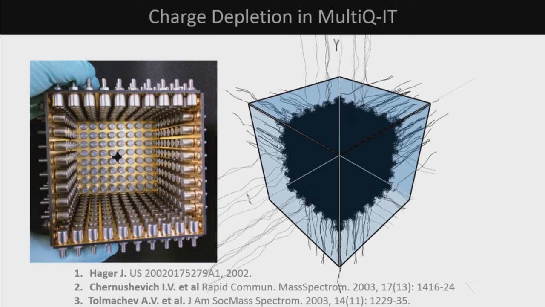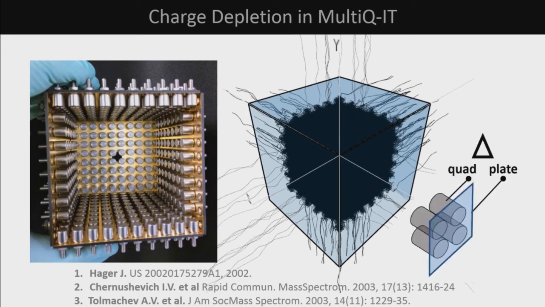Let me briefly illustrate the idea behind this using just one quadrupole, but don't forget we have multiple quadrupoles. It's just one of the quadrupoles that I will be using for explanation. So the main interplay happens between the offset of the quadrupole and the plate. If the potential difference is high, for example 3 volts, that will push positive ions back towards the center of the MultiQ-IT trap, where they will be stably maintained for a long time.